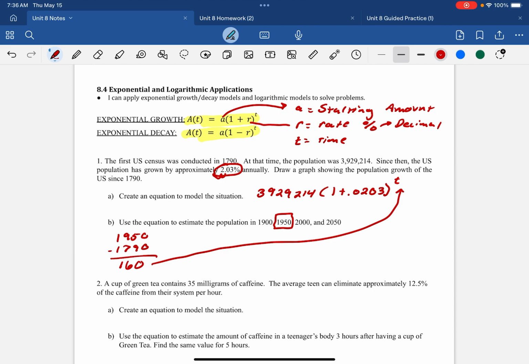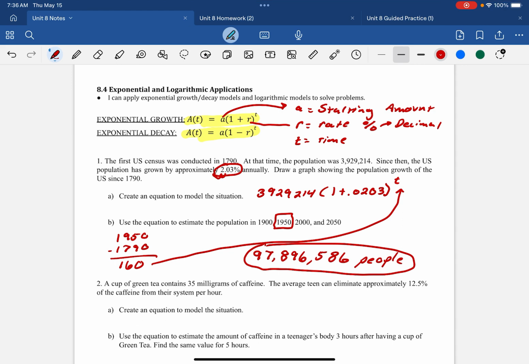So when we do that math, depending on the calculator you use, some might allow you just to type this in all at once. Others, you might have to add the numbers first, take it to the 160th exponent, and then multiply it to your starting amount. If you do that correctly, what I had is 97,896,586 people.